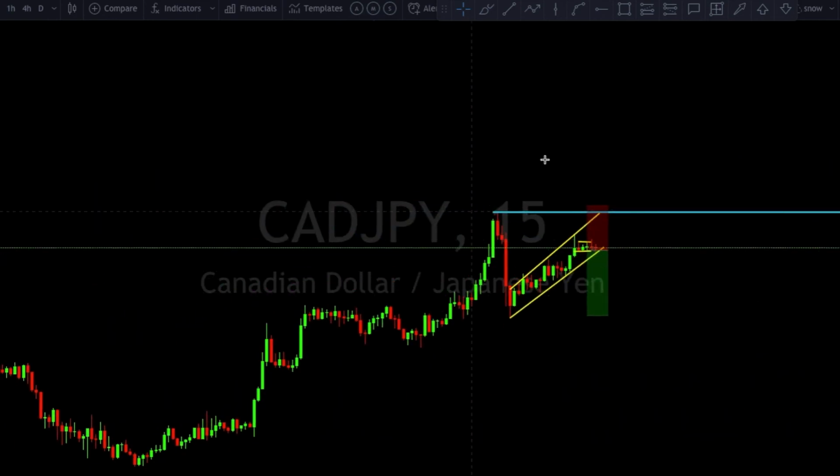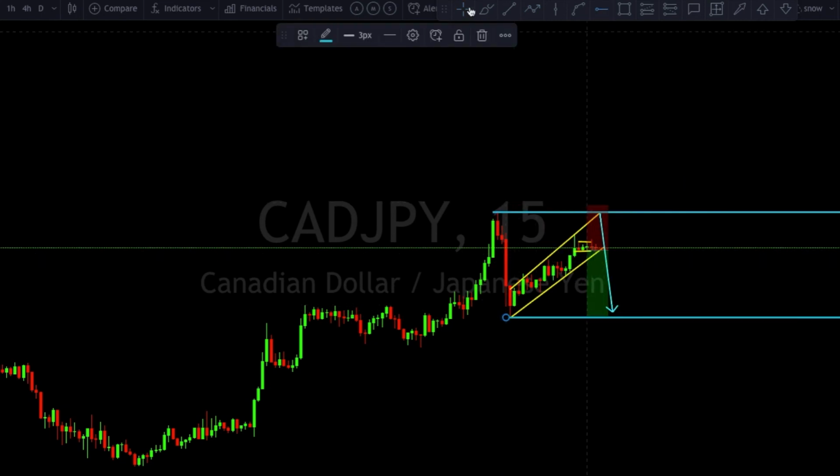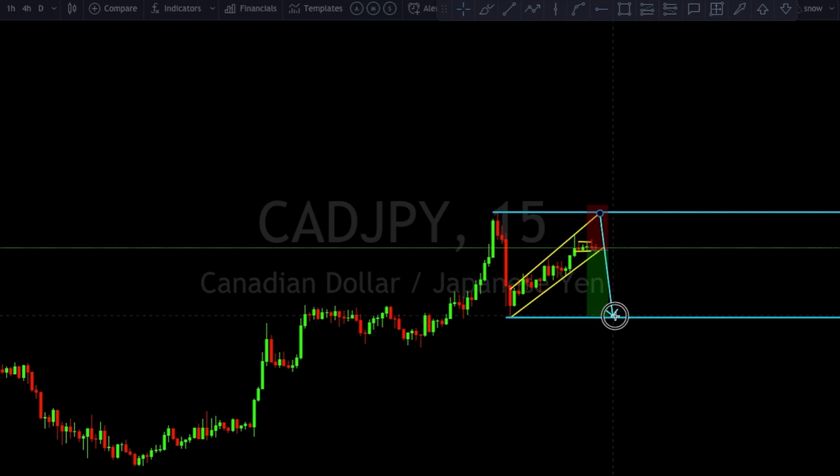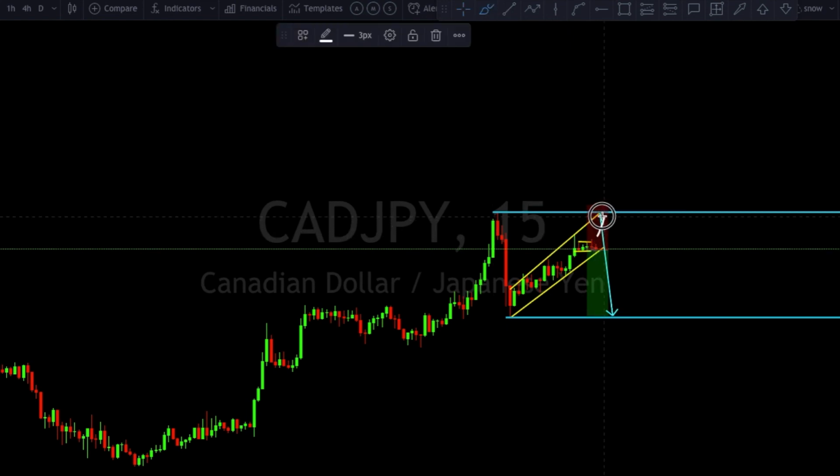If this thing could push down and give me this move from here, then I'll take my profits, close all of these trades, and withdraw all this money. Hopefully it will. If it continues pushing up like that, it has to push down to this level, and otherwise I'll lose this money.